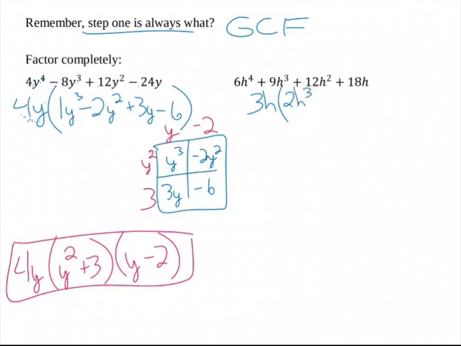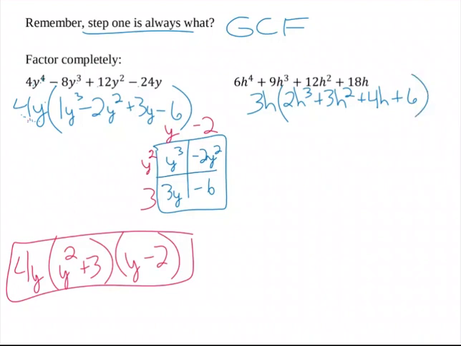9 divided by 3 is positive 3. So we're going to write plus 3, and then it's h squared. And then 12 divided by 3 is 4. So we're going to write plus 4, and then it's h. And then we have 18h divided by 3h, which is just going to be plus 6.